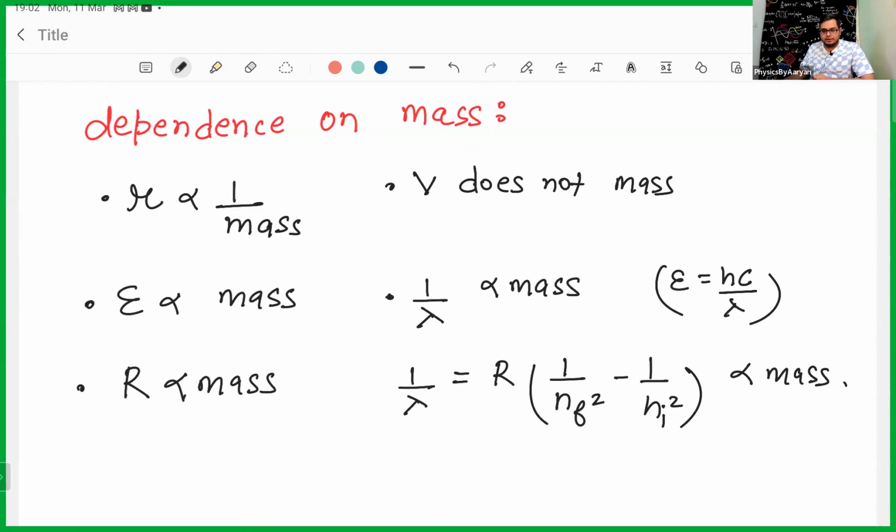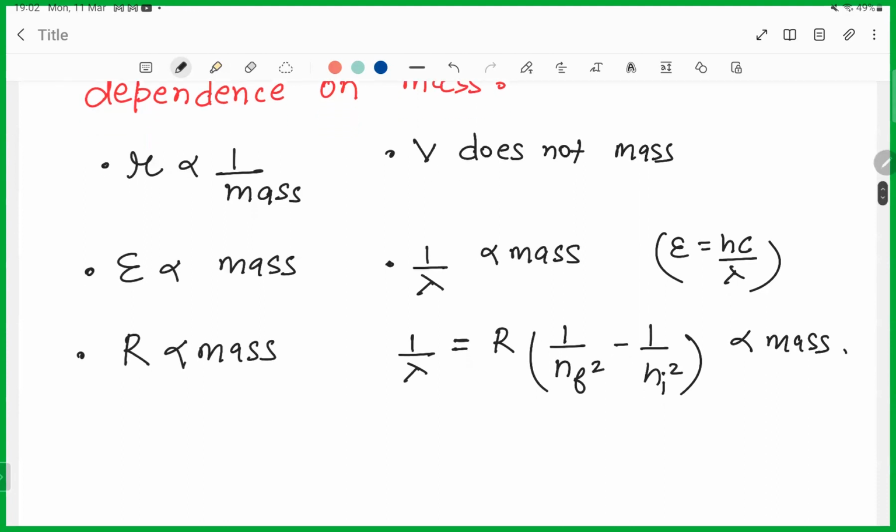Yes, sir. Clear? Excuse me, sir. Yeah, please. Where did Rydberg constant come from in this concept? I didn't get the connection with Rydberg constant. Why are we using this now? Question आता है, वो पूछ लेगा how does Rydberg constant depend on mass. Okay, sir. Right. Yes. Clear? So these are the very important situations.